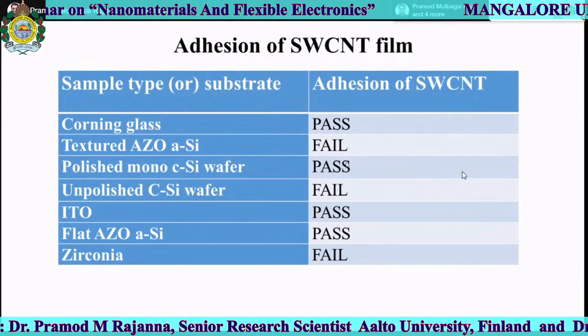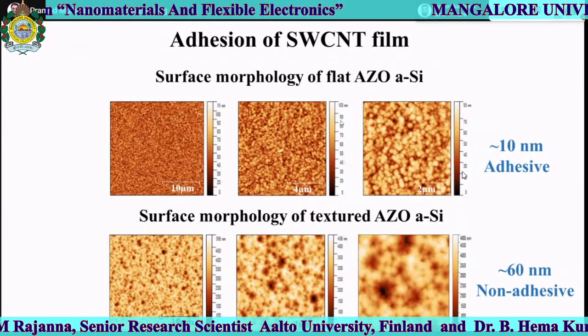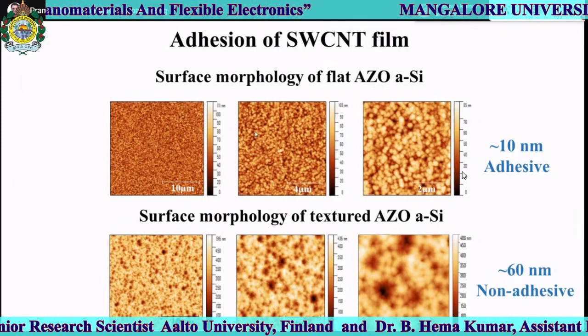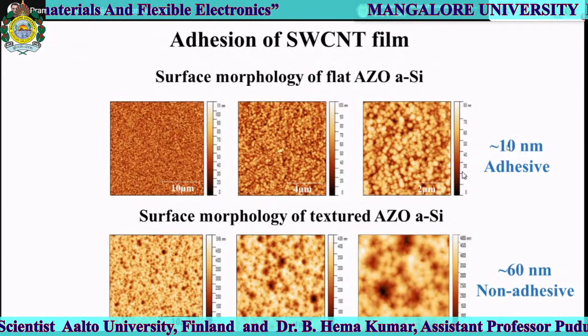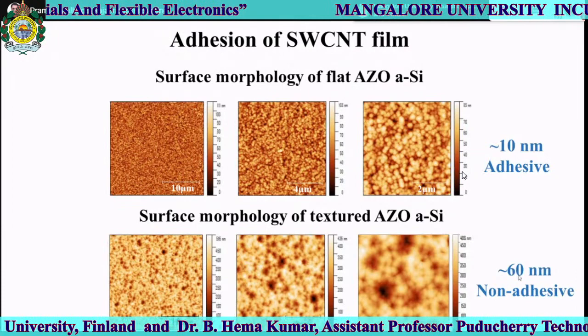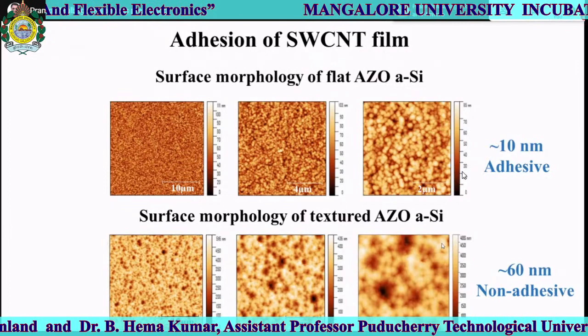Then we tried to understand the reason for this and checked the surface morphology. It turned out that on the substrate with a surface roughness of about 10 nanometers, the nanotubes were very adhesive, which means they transferred very easily. But on a 60 nanometer surface roughness, the carbon nanotubes tend to be non-adhesive. So it started to click for us that surface roughness is a critical parameter for adhesion.